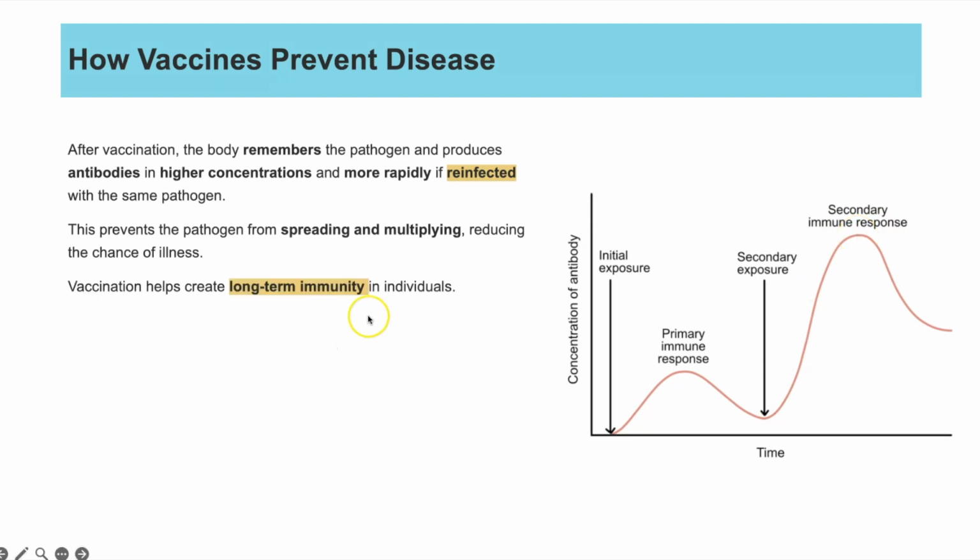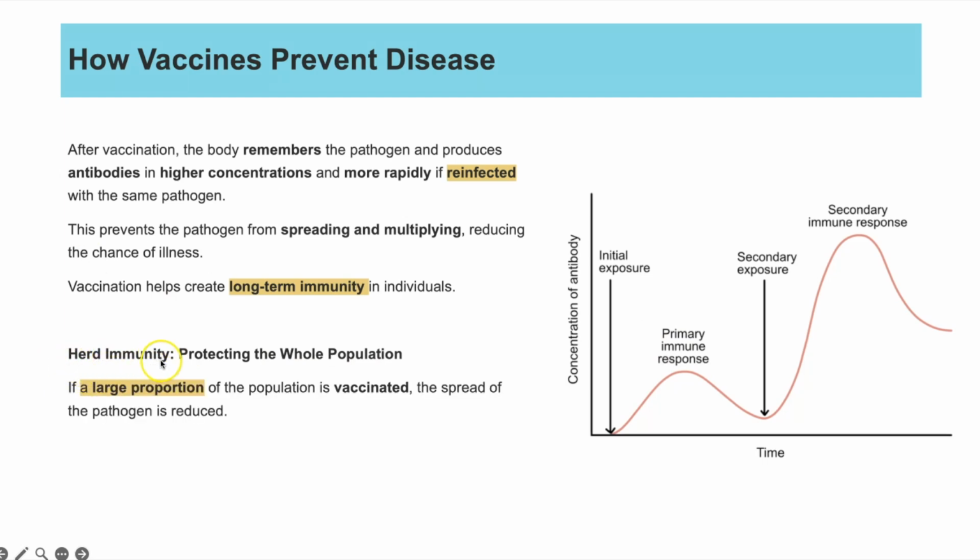Now, what that means is you have this long-term immunity to that particular pathogen. And you having these vaccines, or a population as a whole, not only does it protect you from getting that disease, it helps to protect the whole population because of something called herd immunity. Now, you don't need to know literally that term herd immunity, but you do need to know that if enough of the population are vaccinated against a particular disease, it will reduce the spread of that pathogen.